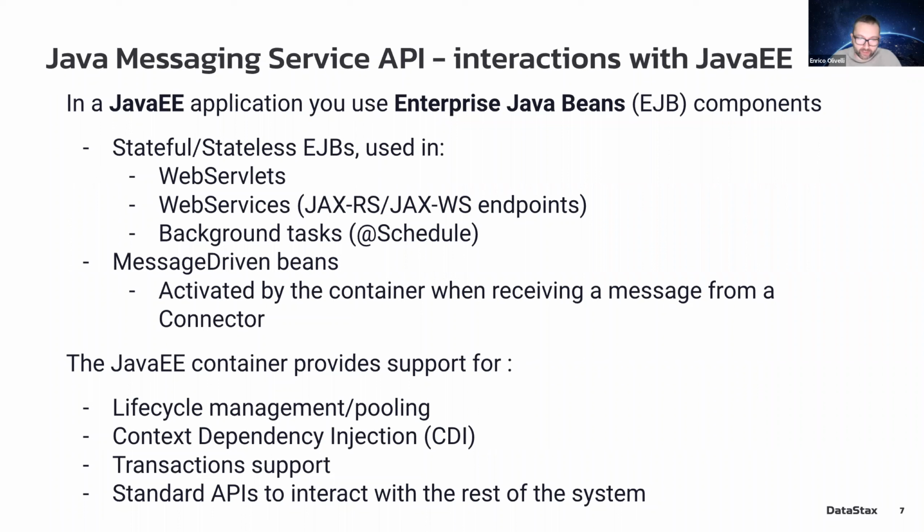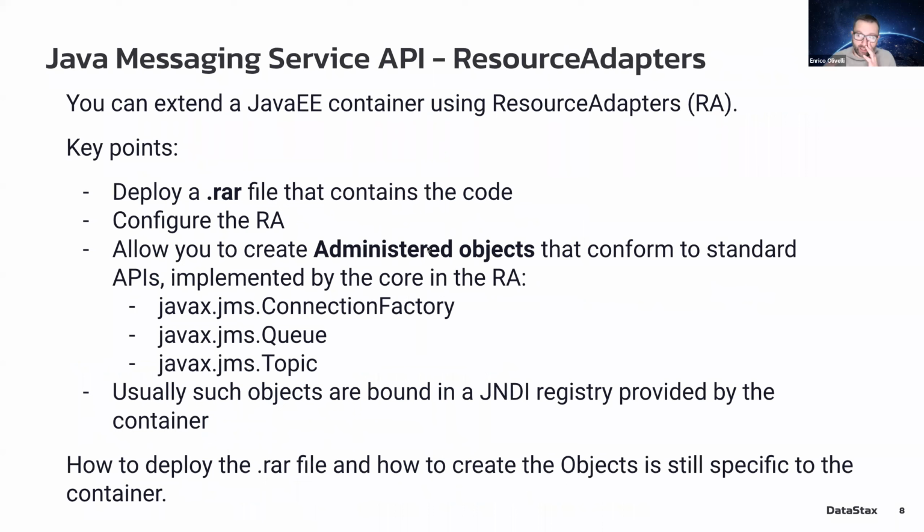and usually the most common connector is the JMS connector. The Java Enterprise container provides support for the management of the life cycle of every component, to connect all the components with CDI. It handles transactions, and also it provides standard API to interact with the rest of the system. This is Java Enterprise.